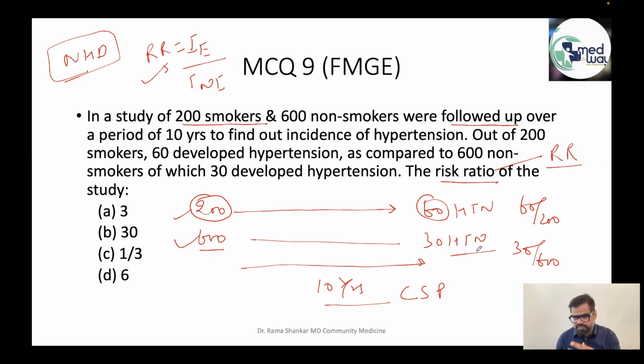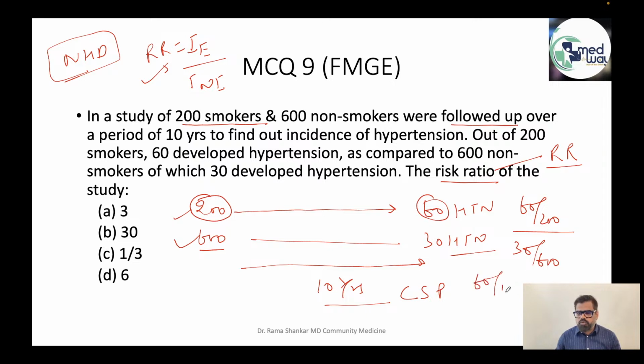So now you only have to tell us, in comparison between smokers and non-smokers, where is the risk more? Obviously, with the simple data I can see, in 200 people who are smoking, 60 developed hypertension. And among those who are not smoking, the number with hypertension is less. So in comparison to non-smokers, the development of hypertension in smokers is more. So how to check that? Take the ratio, you will get the answer.